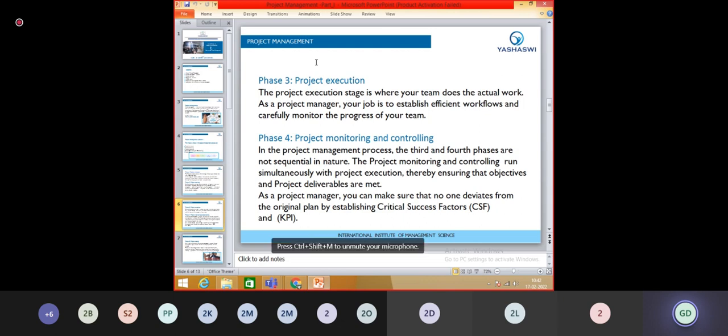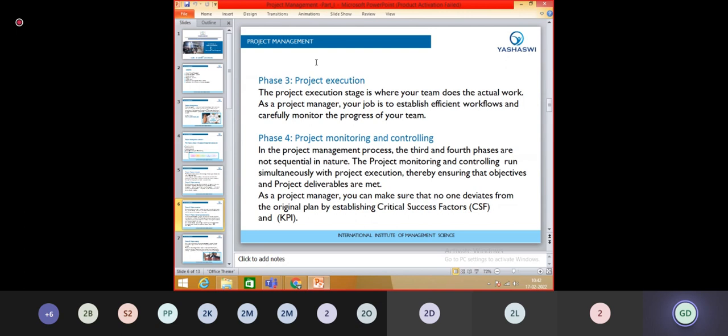The project execution and monitoring and controlling happen during the running of your project, at the actual implementation. One of the processes is carried out sequentially with proper planning, and it requires monitoring and controlling systems, with a real rearrangement of both these processes. The project monitoring and controlling runs simultaneously with project execution, thereby ensuring the objectives and project deliverables are met.